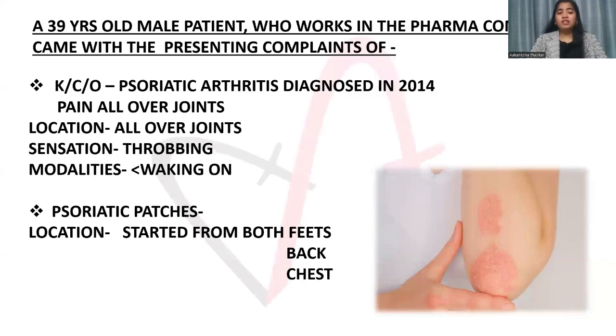So, a 39 years old patient who works in a pharma company came with a complaint of psoriatic arthritis, which was diagnosed in 2014. Currently, the patient was experiencing pain all over his joints. The sensation was throbbing, and the modality was usually on waking. The aggravation of the complaints was seen on waking. The current patches were present on both sides of his feet, back, and chest.